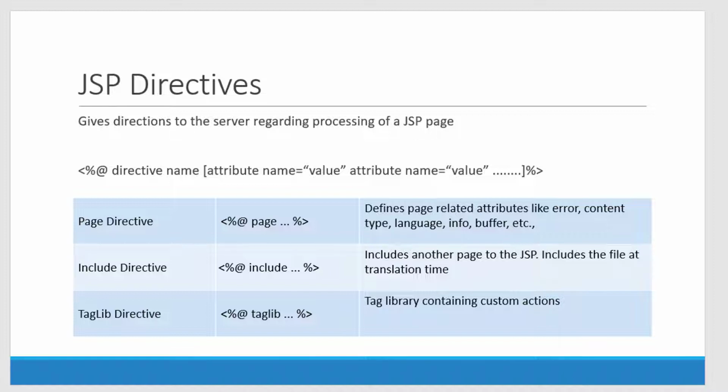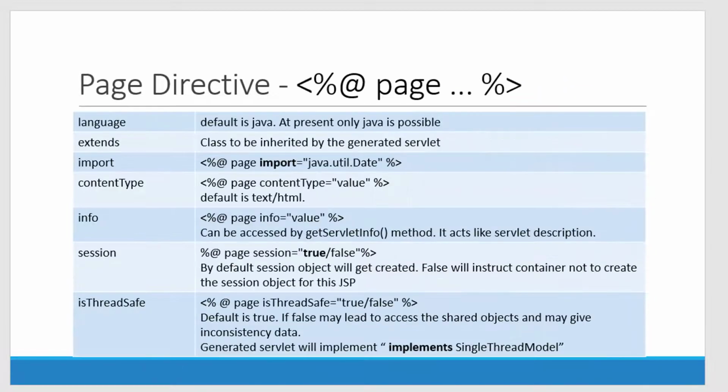For understanding purpose, let us have a more detailed understanding of page directive. Page directive will have the syntax <%@ page, and then the name of the attribute with the value corresponding to it. Page directive can have the following attributes, that is language, to control what language the JSP is going to use. At present only Java is possible. Extends will define what class the generated servlet for the JSP should extend.